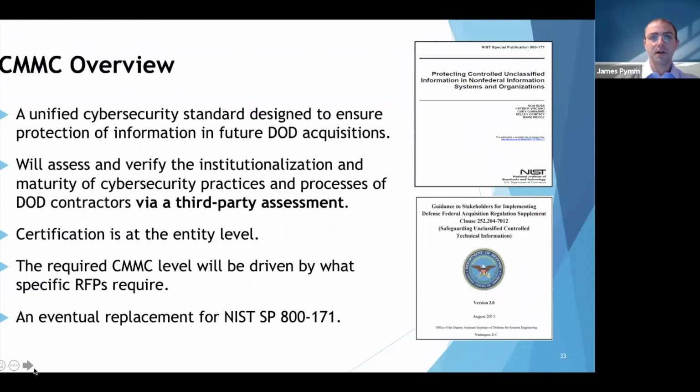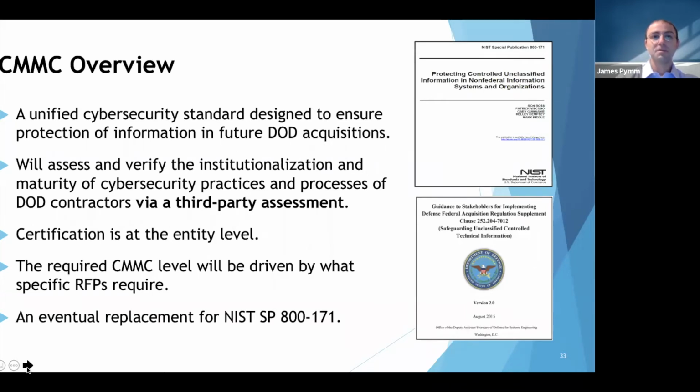acquisitions. And as Harry talked about, CMMC is specifically focused on protecting FCI and CUI. Now that we have a better understanding of what it is, what is the objective of CMMC? To assess and verify the institutionalization and maturity of cybersecurity practices and processes of DoD contractors via third-party assessment. A lot to unpack in this bullet, but the 2 things I want you to focus on are institutionalization and third-party assessment. We're going to talk more about both of these items in the coming slides.